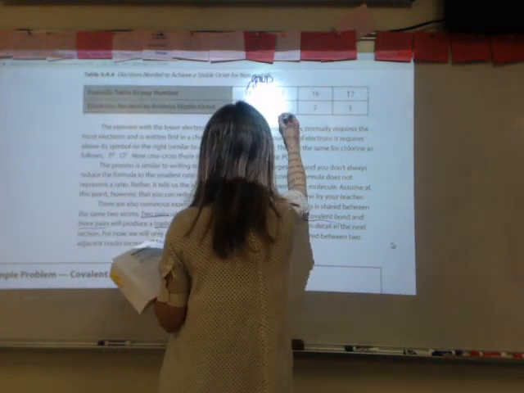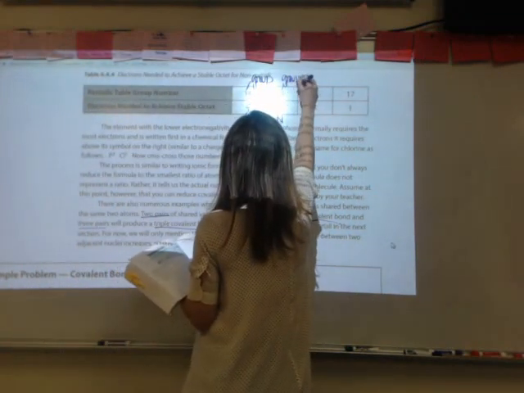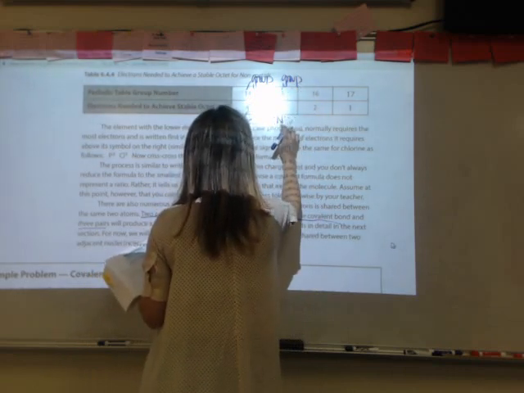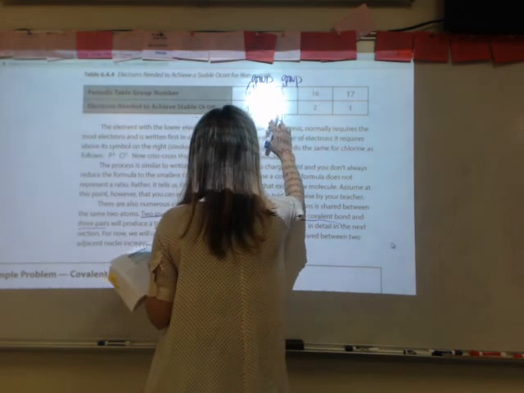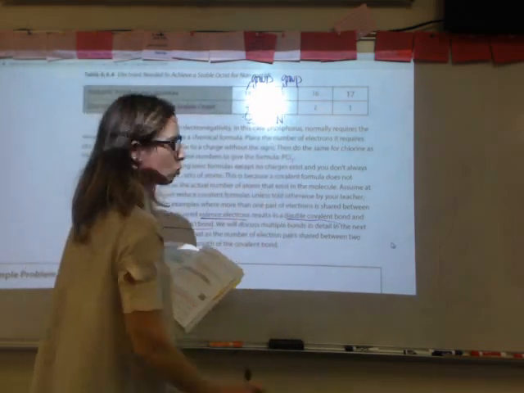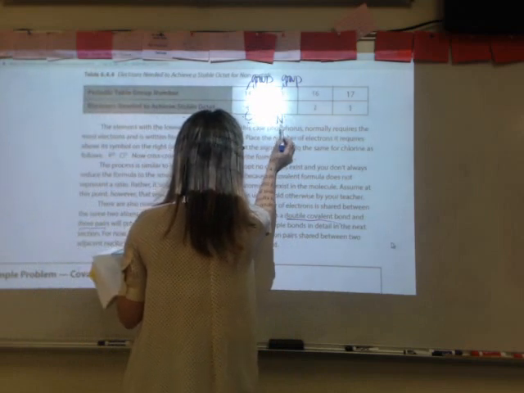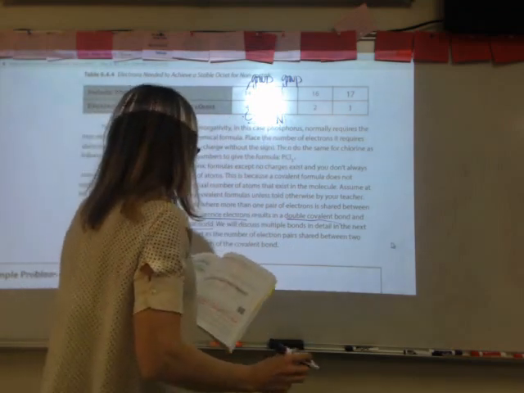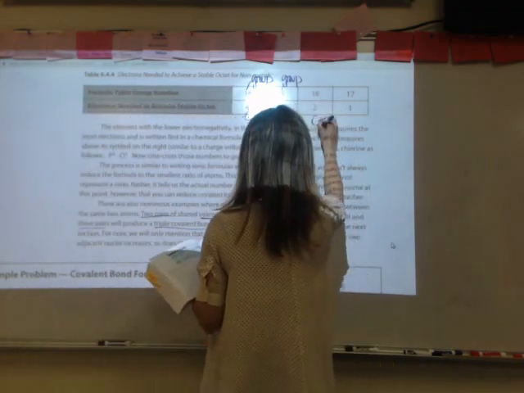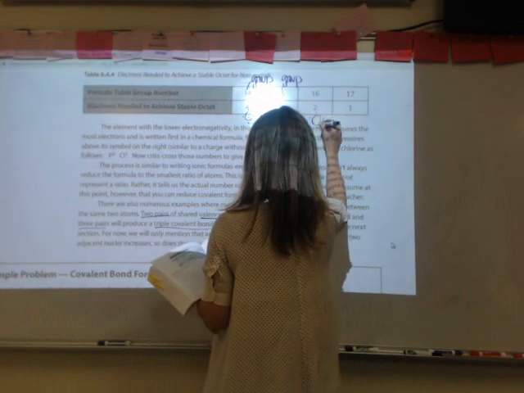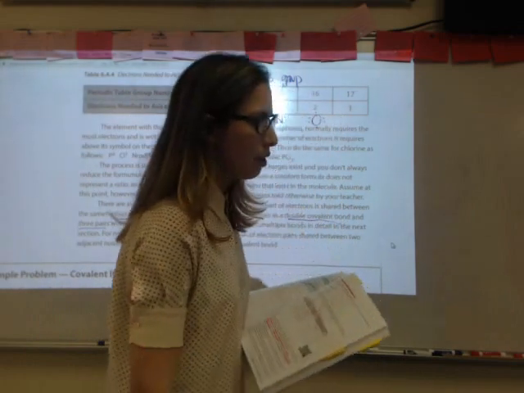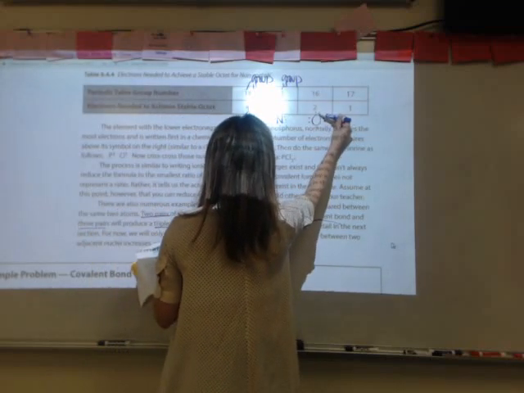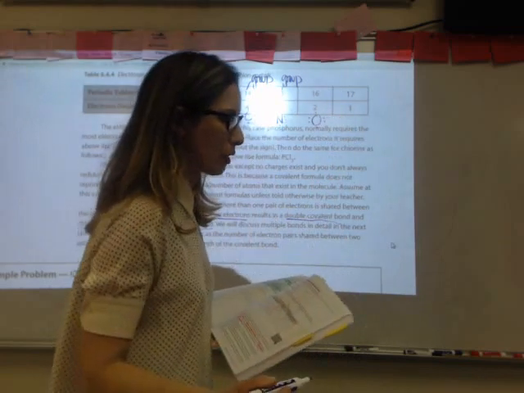If I'm talking about something in group 15, like nitrogen, nitrogen has 5 valence electrons. It needs 3 more. It has 3 locations where it could pair up with something else, making 3 more bonds. Over here in group 16, oxygen as an example, I have 6 valence electrons. Oxygen has 2 locations where it could pair up with another electron, and it would form 2 bonds, which it tends to do, and that makes it stable.